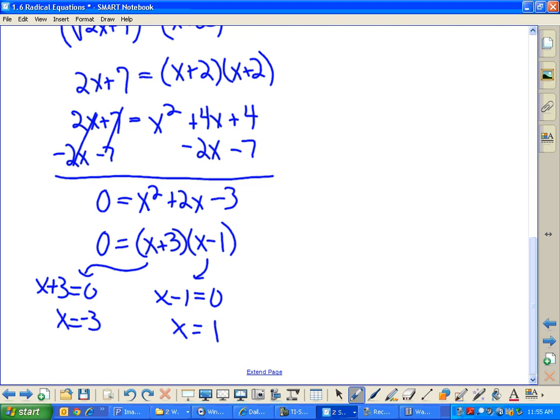Are there any questions about step 3? I solved that for x by getting one side equal to 0 and factoring. Any questions about step 3 before I do step 4? We're good? You guys were pretty good with this stuff. I'm not surprised.